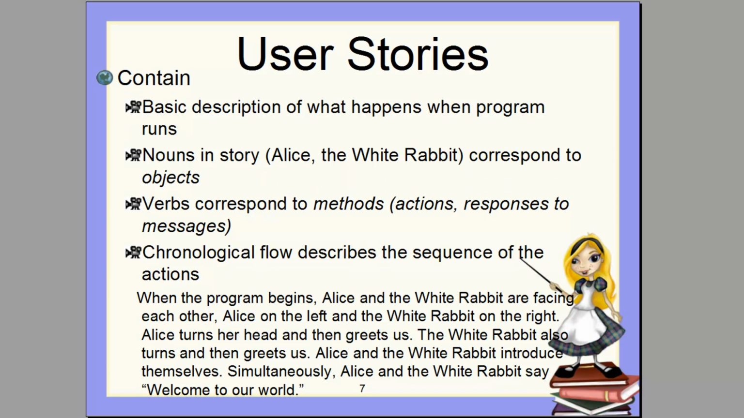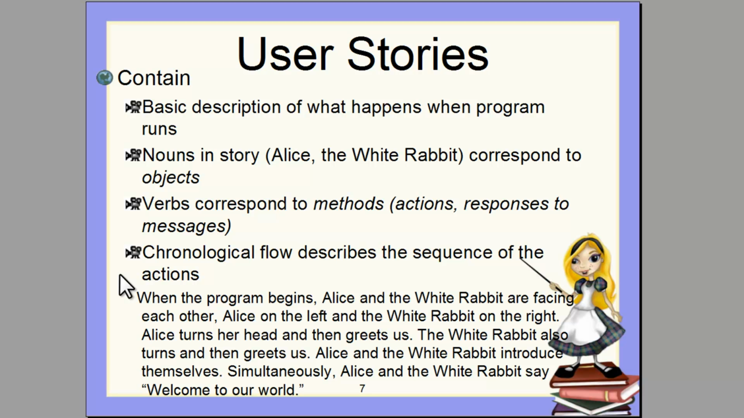This video will demonstrate creating our first program in Alice. To do so, we'll follow the user story of Alice and the White Rabbit. In the story, nouns will correspond to objects, and verbs will correspond to methods. We need to set the stage by adding objects to our program corresponding to the story.